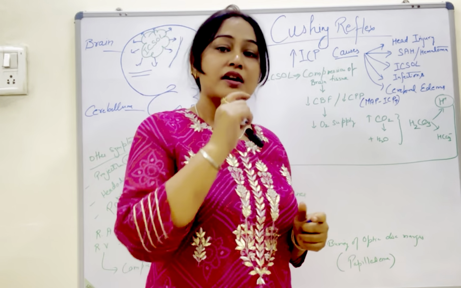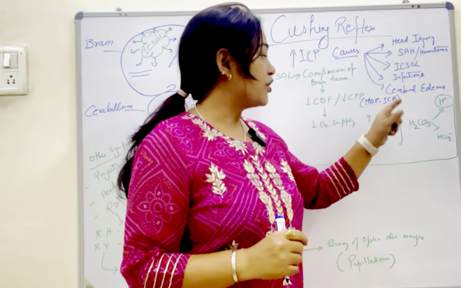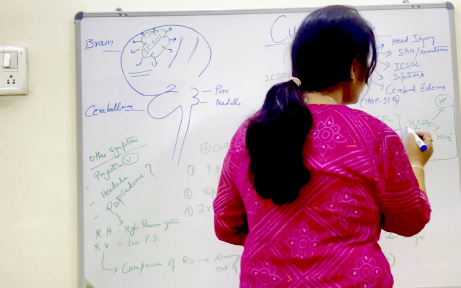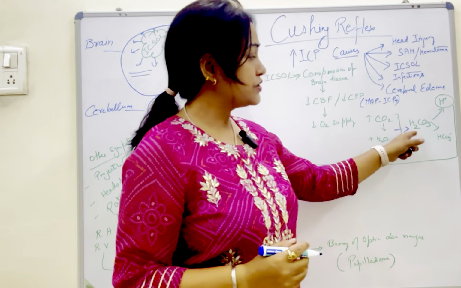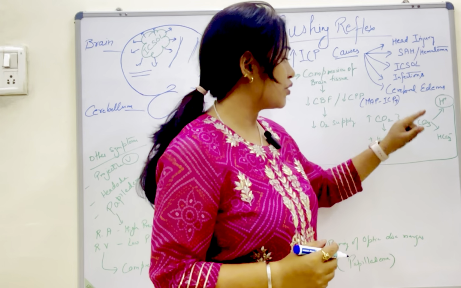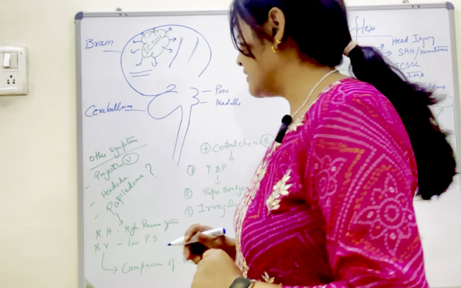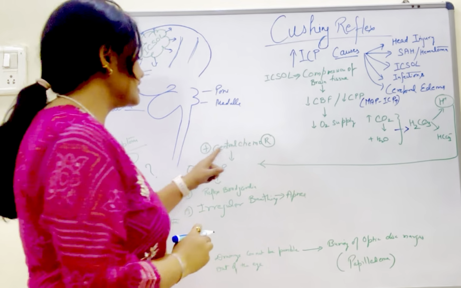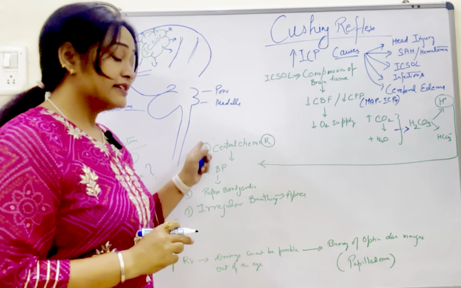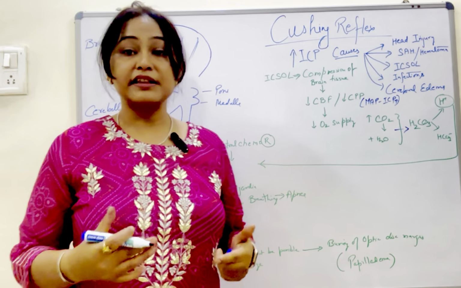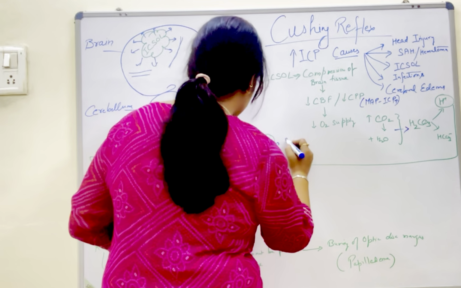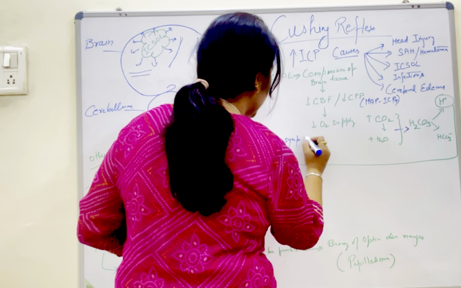This CO2 reacts with water and forms H2CO3. This H2CO3 then dissociates into an H ion, a proton, and bicarbonate. The H ion is a very important chemical ion. This H ion activates the central chemoreceptors, and these central chemoreceptors cause sympathetic outflow. So there is sympathetic activation.